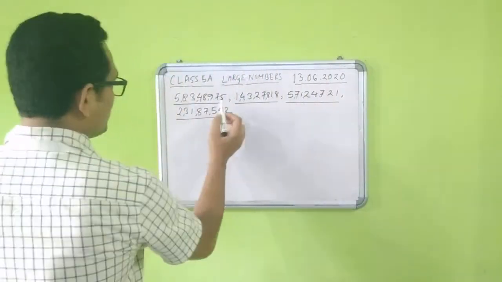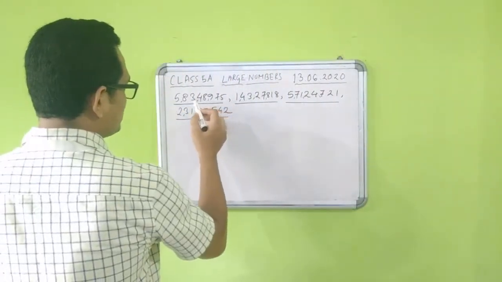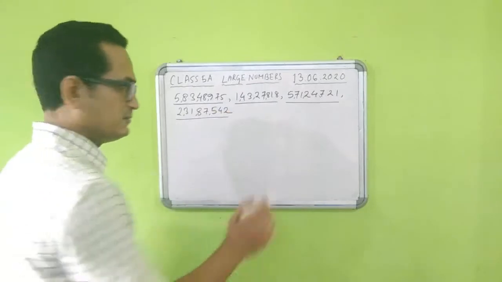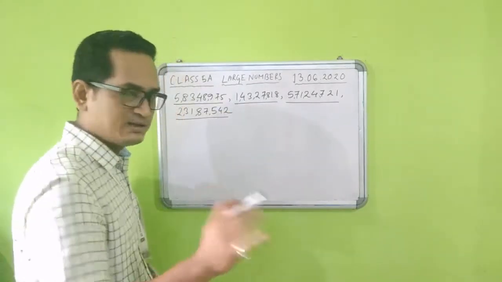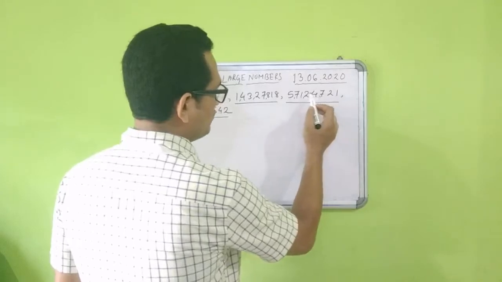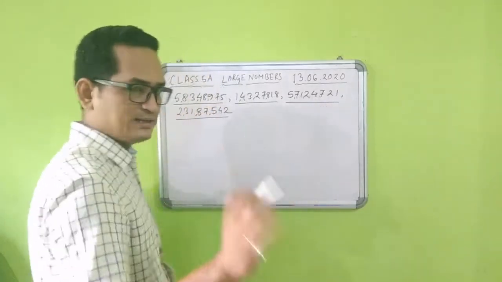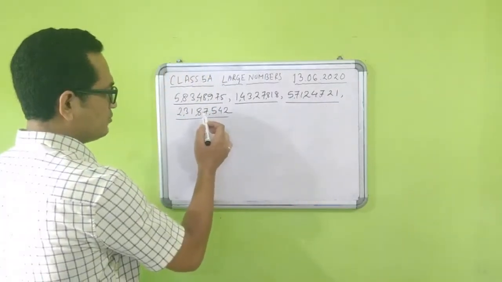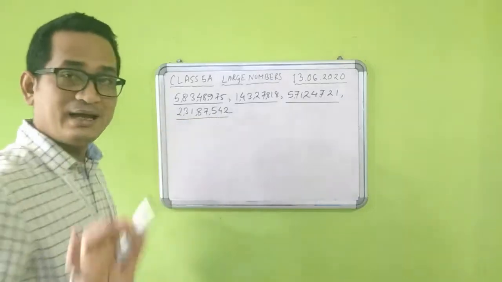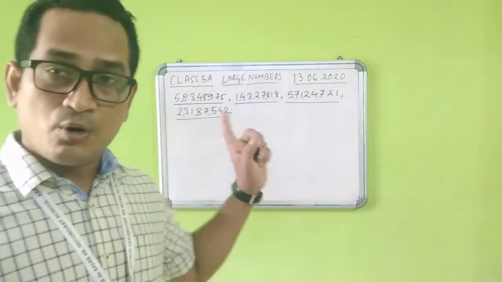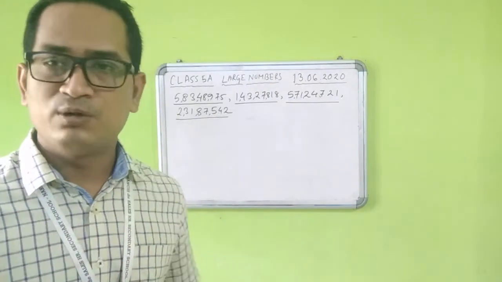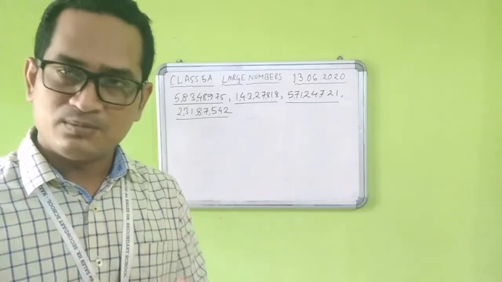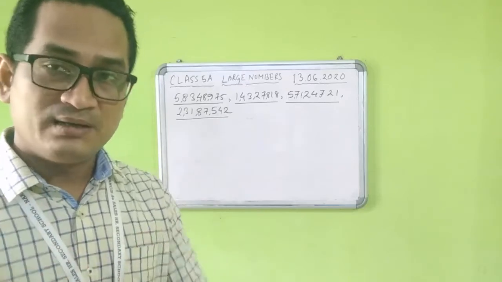So let us check. 1 2 3 4 5 6 7 8, 8 digits. Each of the numbers has 8 digits. So that means all of the numbers have 8 digits, and we cannot go by rule number 1 because the number of digits is the same. We need to go by the next rule now.